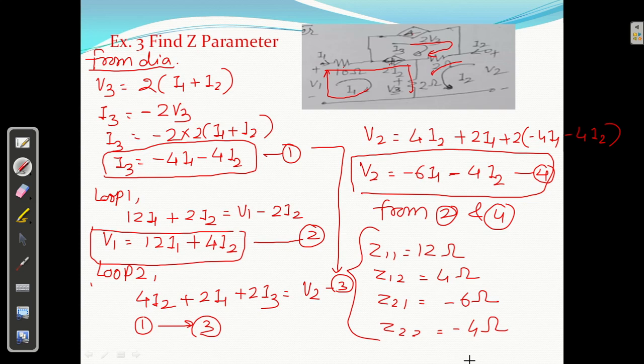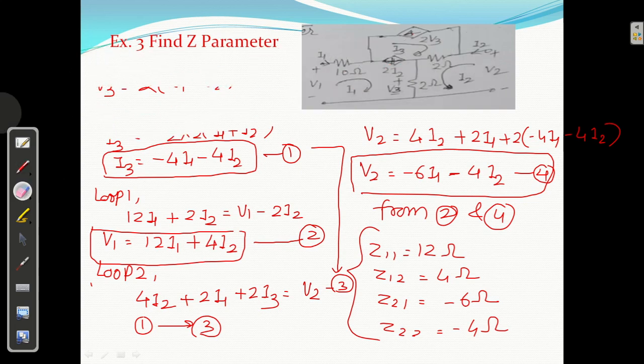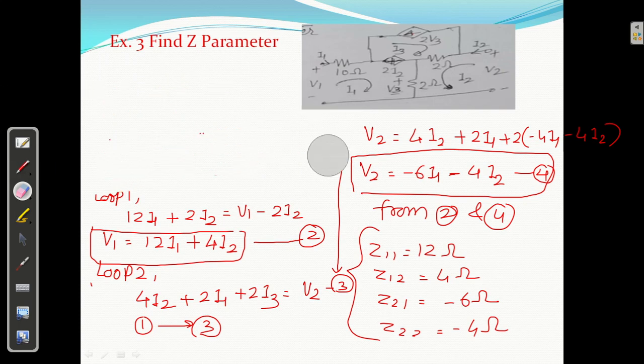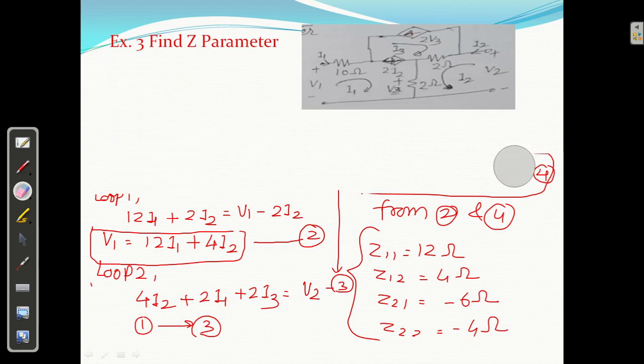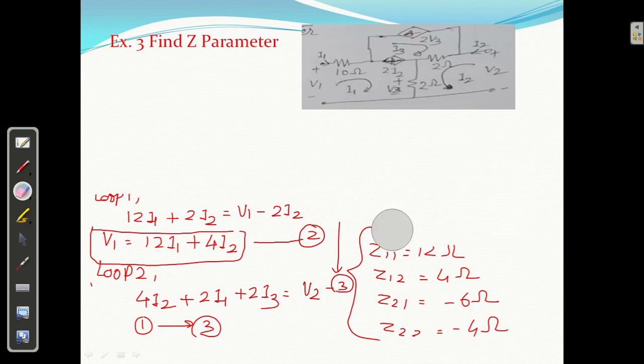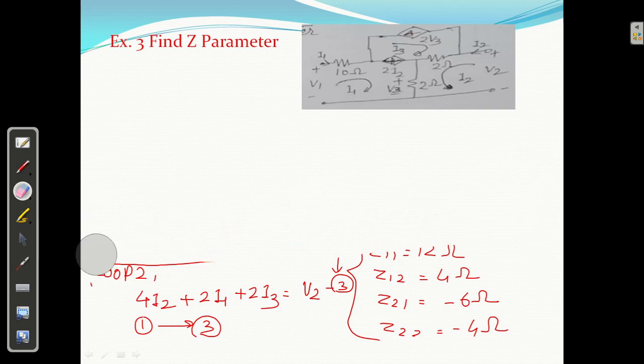Okay, so this is a very simple problem, but your dependent source is given, your concept should be clear, right? I am stopping here. First of all, I am wrapping it up, and you have to clear your concept. If you know the basic KVL, KCL equations, then these problems are really very simple.